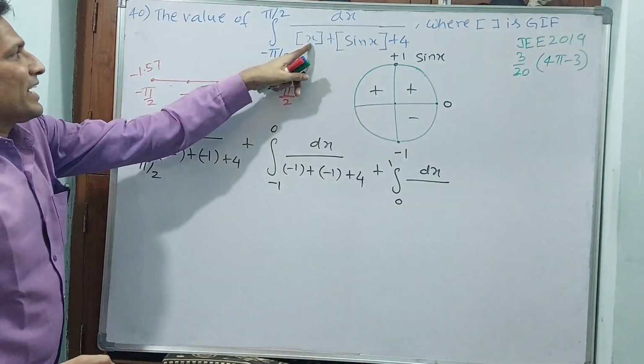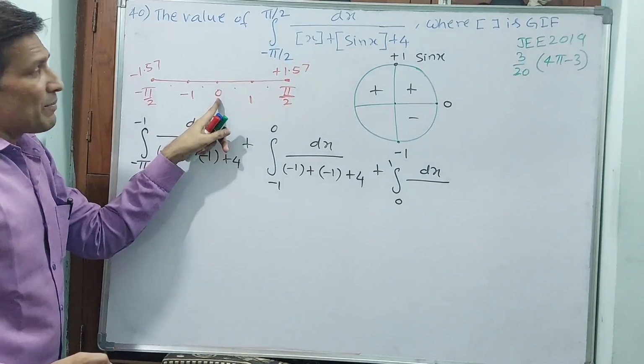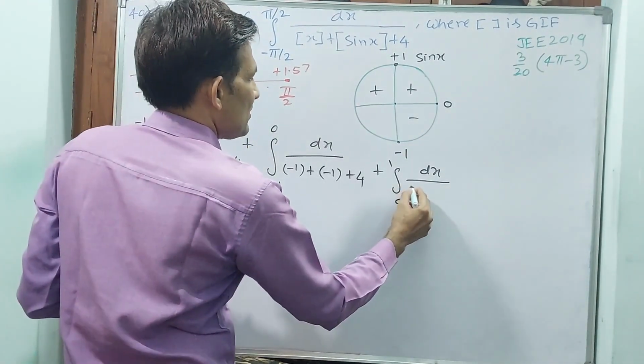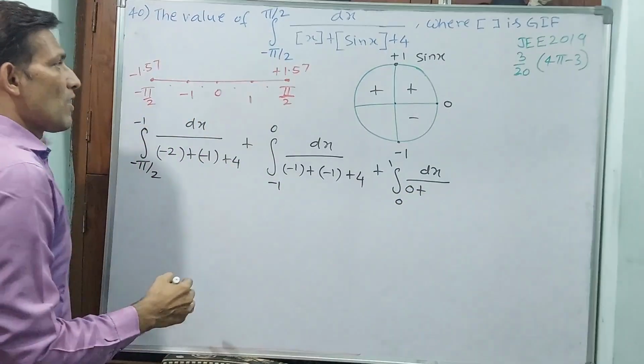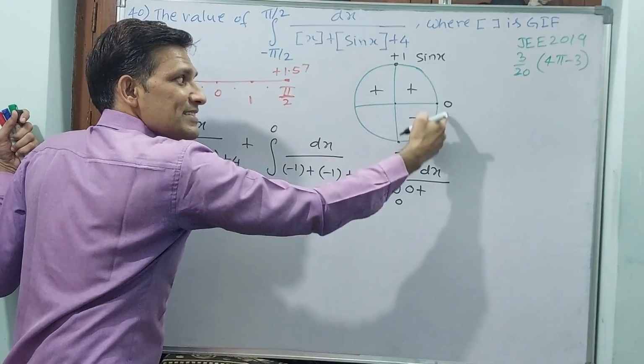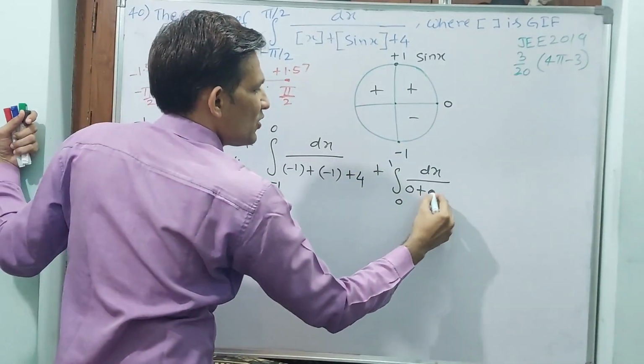From 0 to 1, for the greatest integer function, 0 is going to come. Why? Because 1 is not being reached, it is only up to 0 to 1. That means 0. Plus, from 0 to 1, sin x is 0 only. Less is 0. 0. Plus 4.